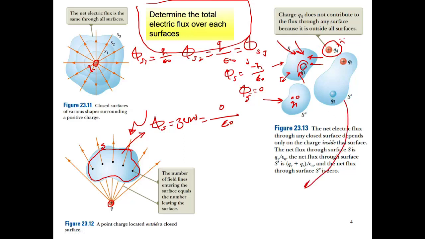What about this? The total flux through this surface is equal to the total Q inside. How much Q do we have? We have plus Q2 and minus Q3, divided by epsilon naught. If these two charges were equal, they would cancel everything. But if one of them is larger, you might have positive flux or negative flux. Positive flux means more lines going outside compared to lines going inside.